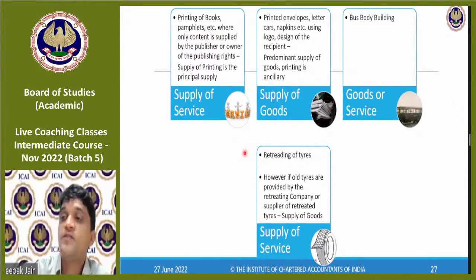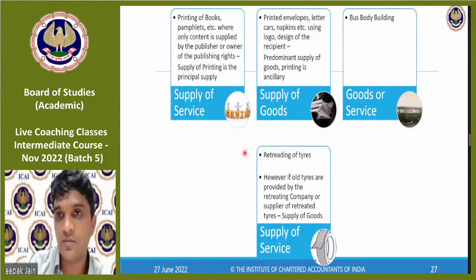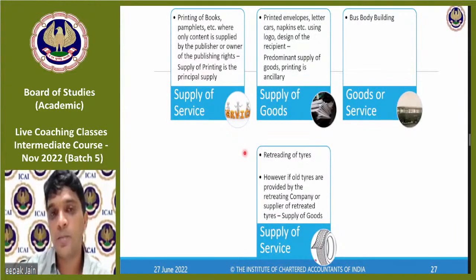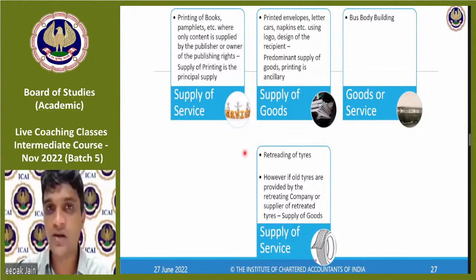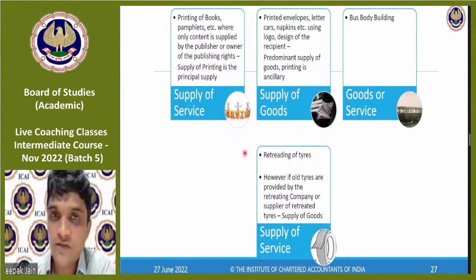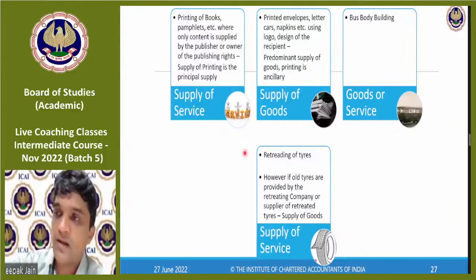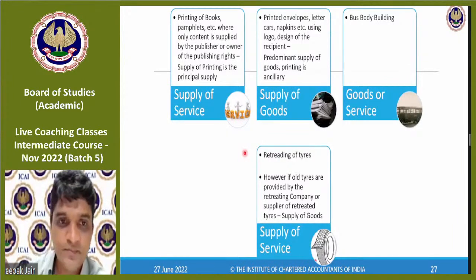So if I provide the fabric, all the metal pieces to him, he only does the fabrication, installation, properly fitting up the components on the chassis. It's a supply of service. But if he's providing the metal also, providing the content along with the supply of labour, then it's a supply of goods. If he's taking the metal content, molding it and putting it on the chassis, then it's supply of goods.